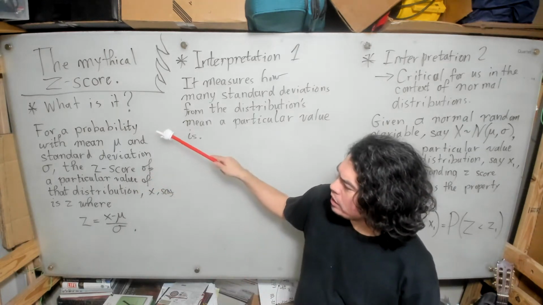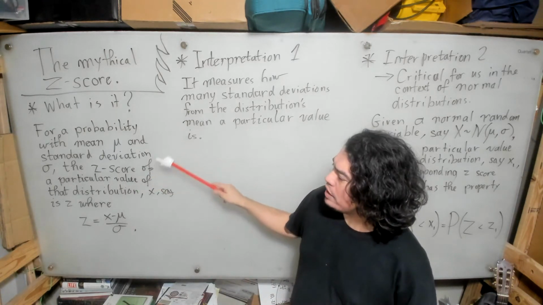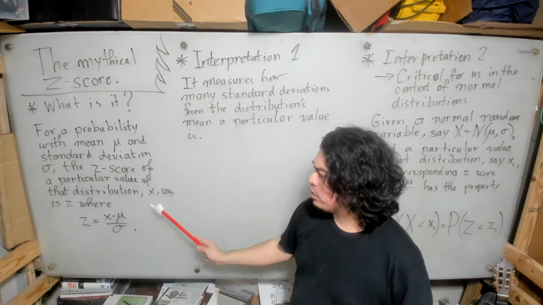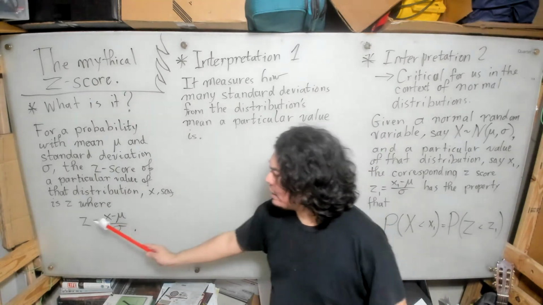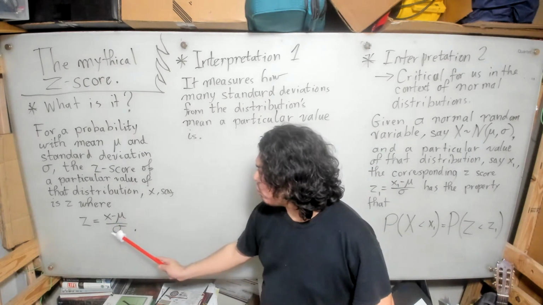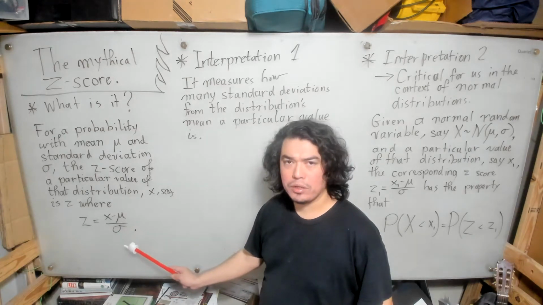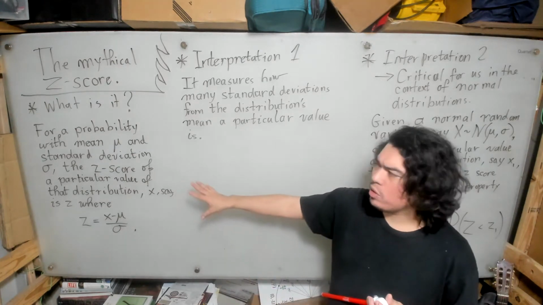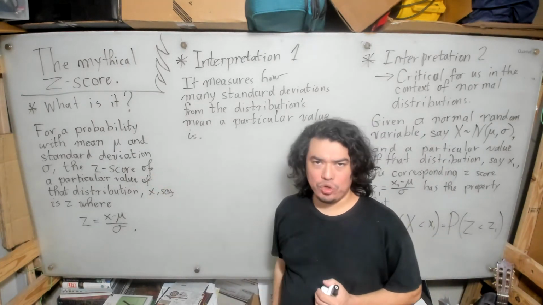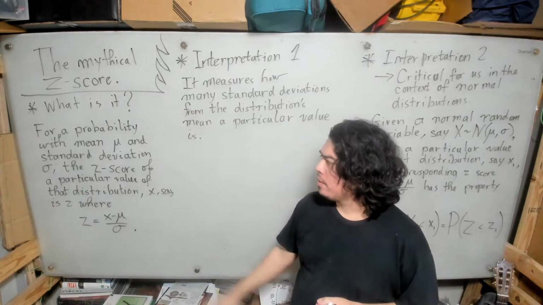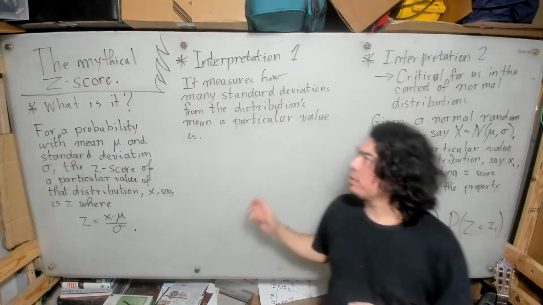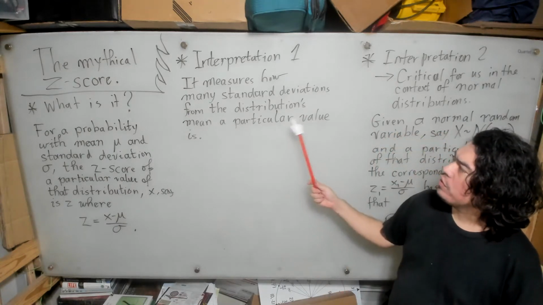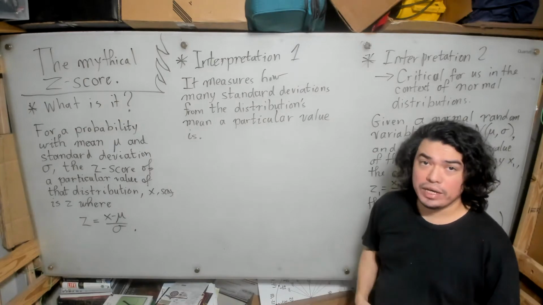So for a probability distribution with mean mu and standard deviation sigma, the z-score of a particular value of that distribution, let's say x, is z, where z is given by the formula x minus mu over sigma, okay? Notice that when I said that, I didn't say it had to be a normal distribution, okay? And in fact, we can interpret it here, the first interpretation. It measures how many standard deviations from the distribution's mean a particular value is, right?